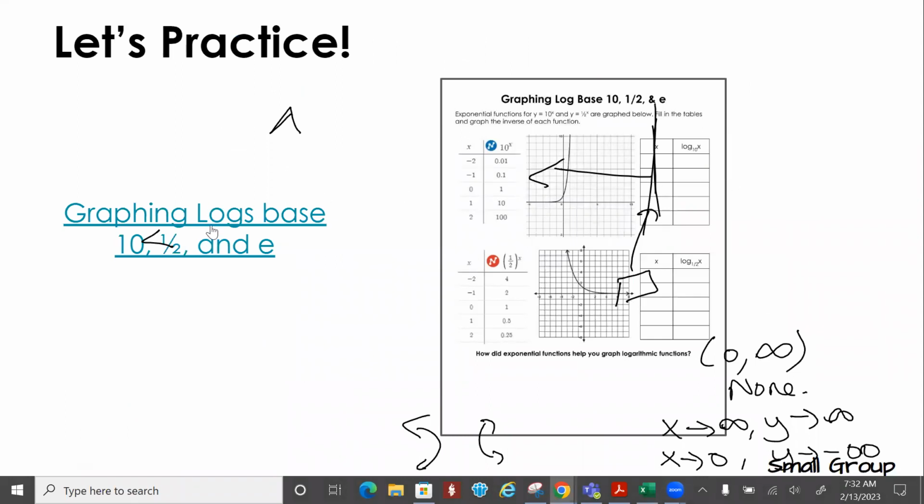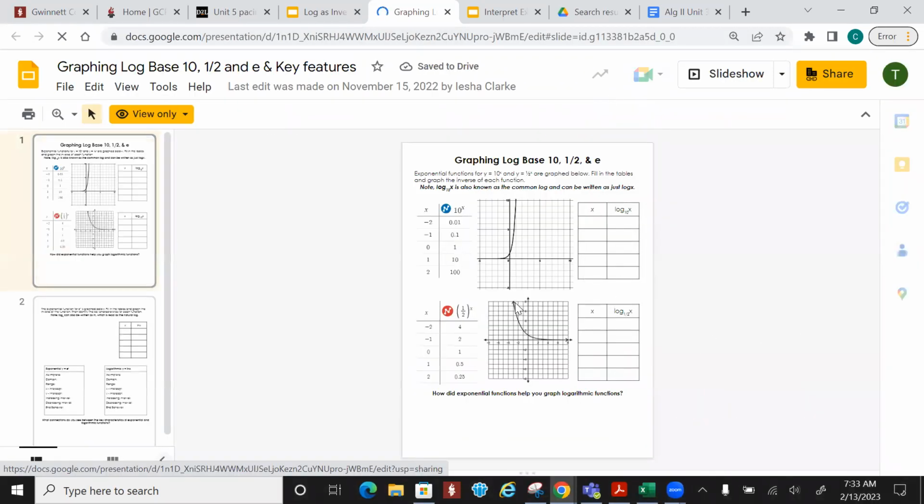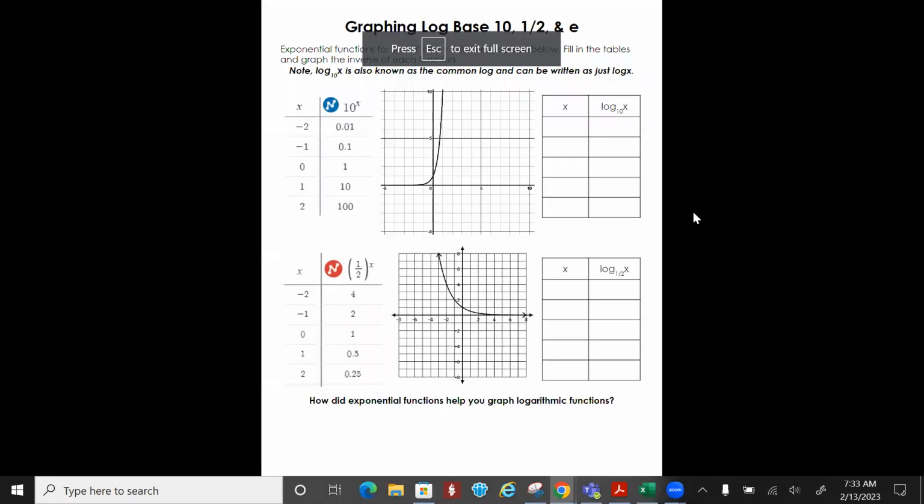Okay, so we're gonna take a look at this. I don't think you have this on your paper. I don't think it's the next page, but we're gonna work on it together. Okay, so graphing log base 10, base 1/2, and base e. Okay, base 10 is what we work out of, right? We go 1, 2, 3, 4, 5, 6, 7, 8, 9, 10, and then we start that process over again. We go 11, 12, 13, 14, 15, 17, 18, 19, 20. Okay, that's what we work out of normally. But you can work out of other bases.